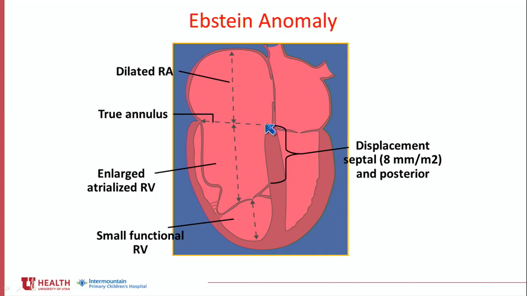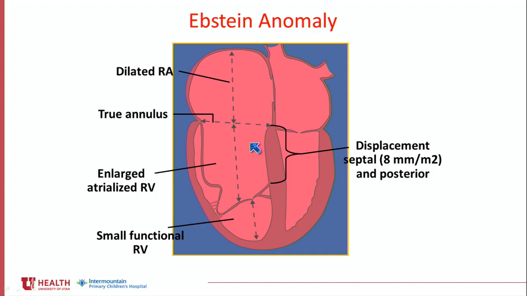So the true annulus should be here, matching the mitral valve annular plane. And the right atrium gets dilated depending on how much tricuspid regurgitation you have. But it's this displacement here, greater than 8 millimeters per meter squared, that suggests Ebstein's. That, coupled with the fact that both the septal leaflet and oftentimes the anterior leaflet are tethered or stuck to the myocardium, is another hallmark.